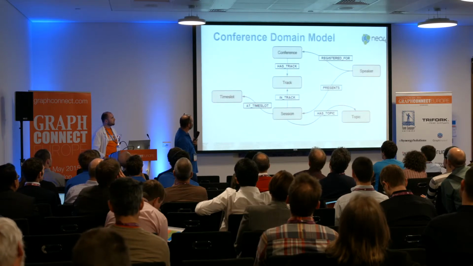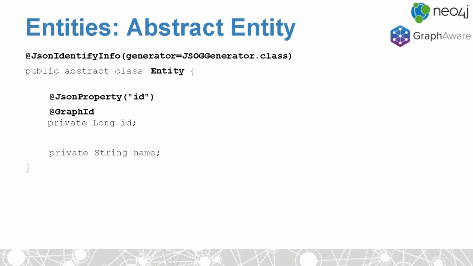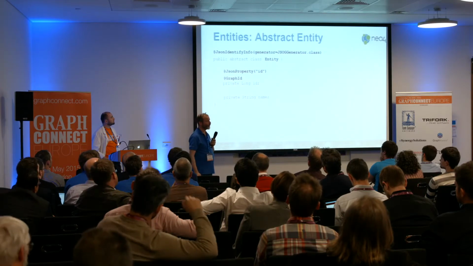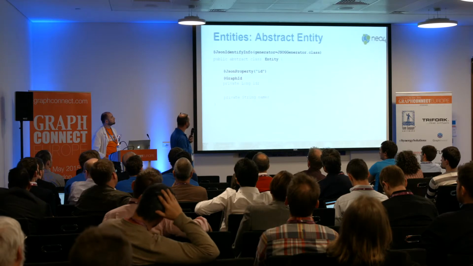Right, so just a quick reminder of the domain model before we move on. This is conferences, tracks, time slots, sessions, etc. And because it's a simple CRUD application, all I've done here is basically create an abstract entity class, which is going to have the core things that every entity is going to have on it, an ID and a name. So the first thing to notice is the graph ID. You don't need it if you're using a long as your ID and it's called ID. You don't need that annotation, but it's there just to remind you.